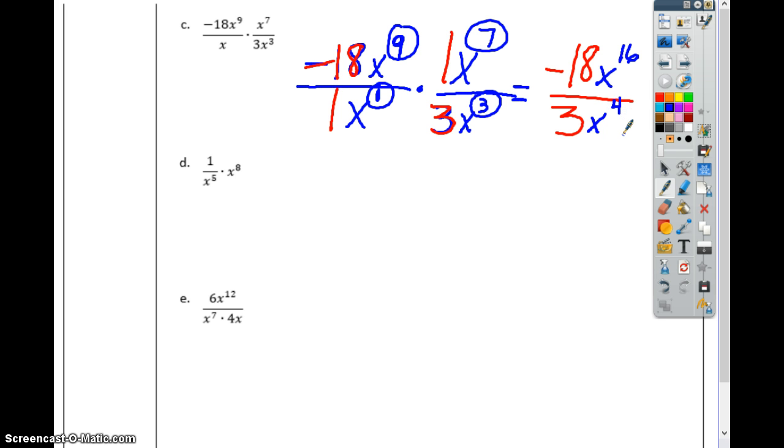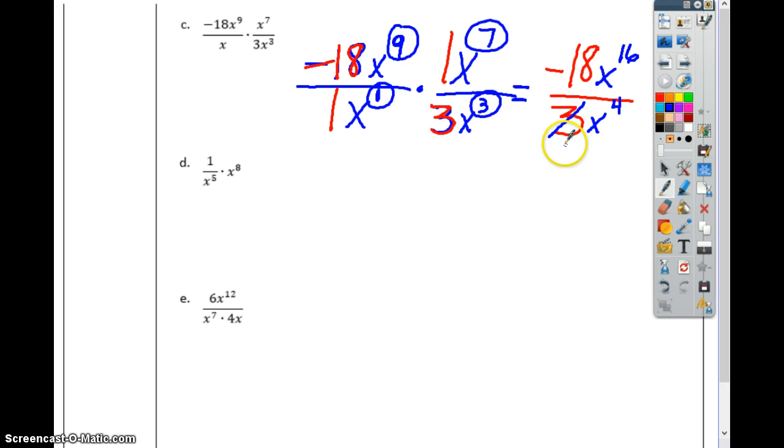Now we can simplify those. We don't subtract these like we do in our exponents. Some people were doing that. We simplify these just like a regular fraction. What goes into both 3 and negative 18? What number?